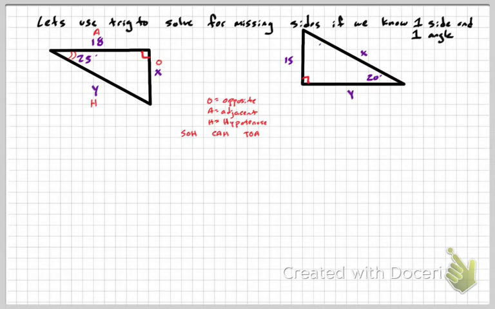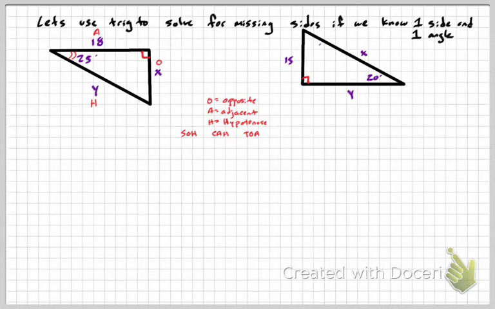Now, you can solve for X or Y first. It doesn't really matter. And after you solve for one of them, technically you could use the Pythagorean theorem to solve for the other side, because for the Pythagorean theorem, you need two of the three sides to be able to solve for the third. But I think once you get better at trig, you'll prefer to use trig, because in my mind, trig is much faster than using the Pythagorean theorem.